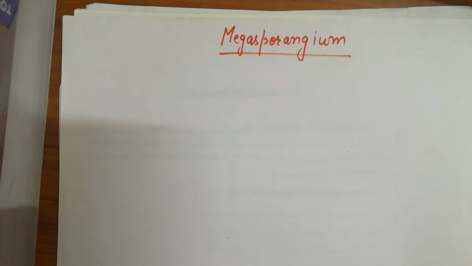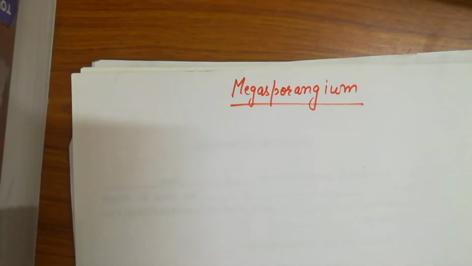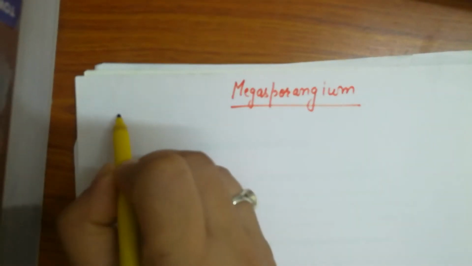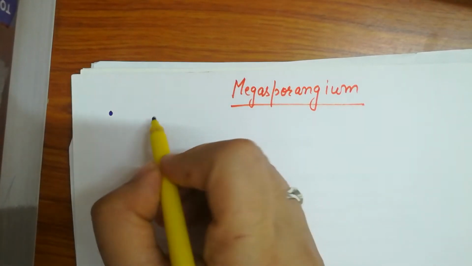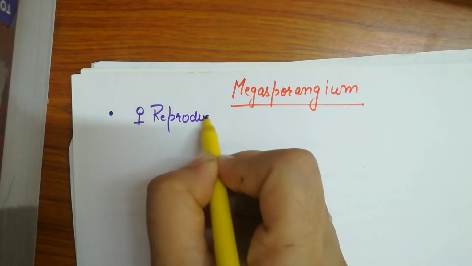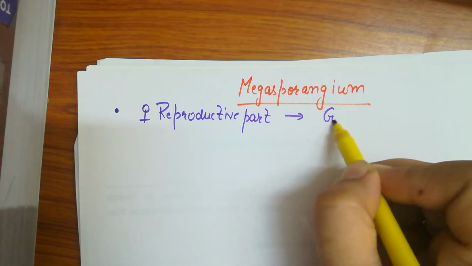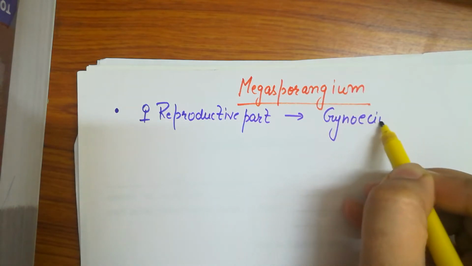Good morning, students. So, after the detailed process of the pollen grain, next we have to discuss the megasporangium. Megasporangium, as you know, is the female part we are going to discuss now. In case of plants, the female reproductive part is known as gynoecium, right? This is known as gynoecium.